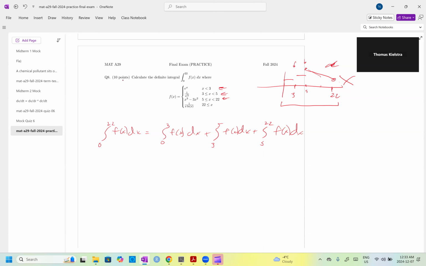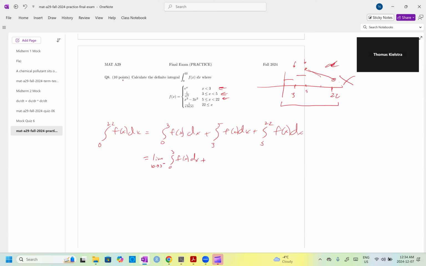We have a jump at 3 and a jump at 22. Now that I've incorporated those jumps, I want to look at what values are not included and what values are included in the domain restrictions. So here, e to the x doesn't have any domain restrictions as a function, but the piecewise function has the domain restriction that x is less than 3. So for this part of the function, x can't equal 3, so I need to take the limit as b approaches 3 from the negative side of the integral from 0 to b of f of x dx, plus.